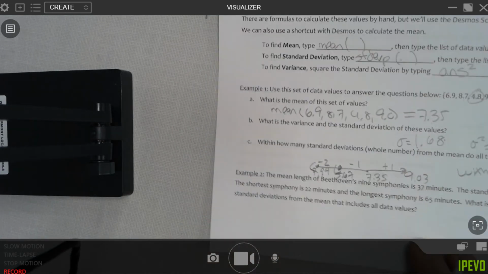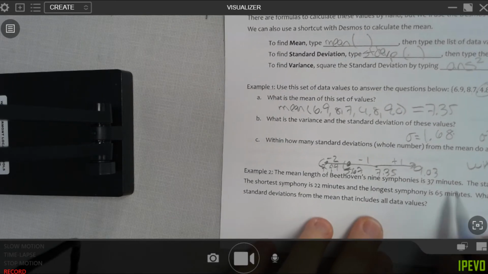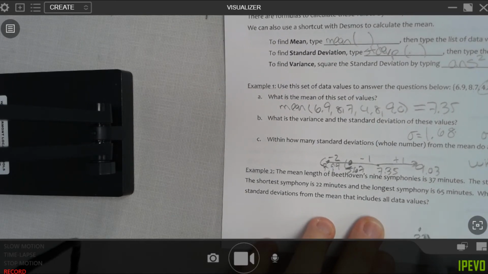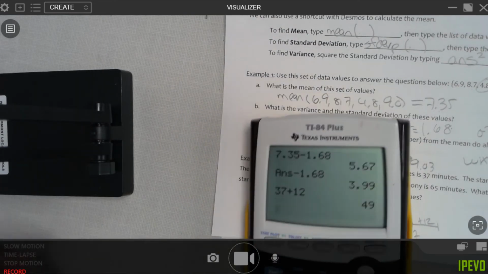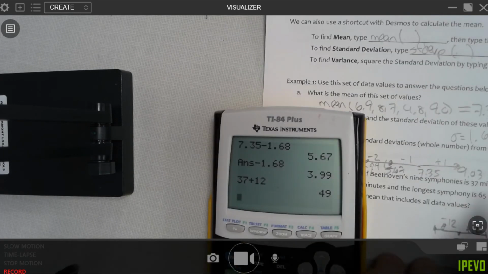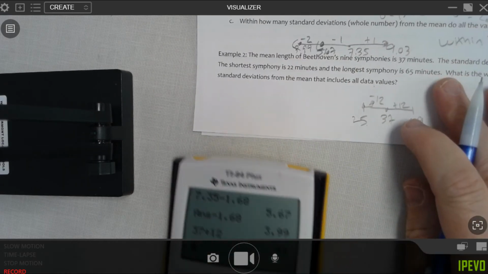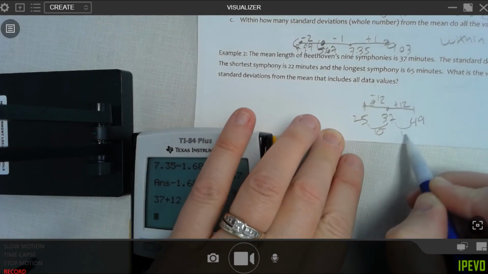All right, so the length of Beethoven's 9 Symphonies is 37 minutes. Standard deviation is 12. So I got 37 in the middle, and these are 12. So I'm going to add 12, and I'm going to subtract 12 to get 1 standard deviation. So just do 37 plus your 12. And that's going to be your higher number here. And then you subtract it to get your other number down there. Okay, I'll push that for you guys to see. So that's called 1 standard deviation. That's 1 standard deviation, and that's 1 standard deviation.